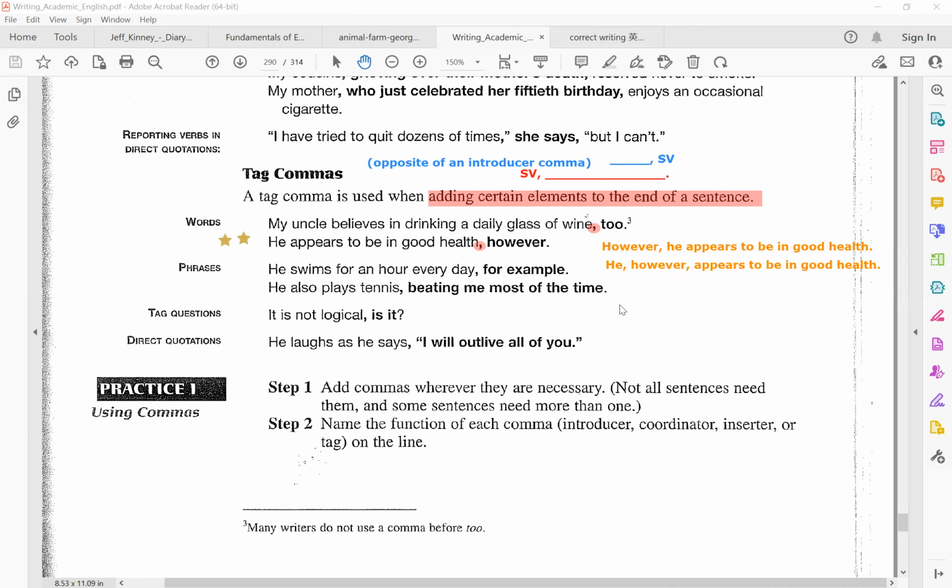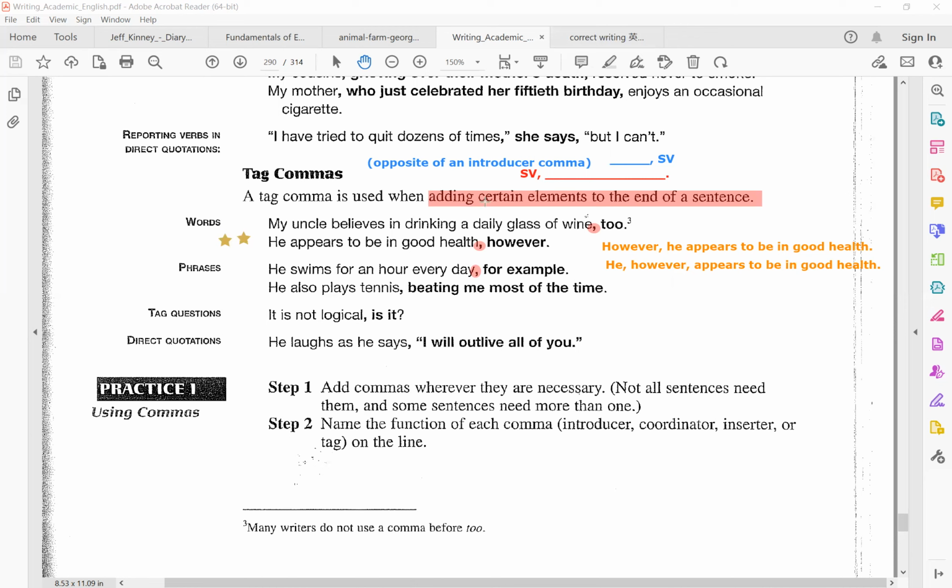All right, so there are some conjunctive adverbs or transition words that can be moved around, and you just have to pay attention to what kind of commas you have to use. Moving on, "for example" is not really a phrase, it's more like a conjunctive adverb. But again, you can see it's being placed at the end of the sentence, right? He swims for an hour every day, for example. Like "however," "for example" can also be placed at the beginning with an introducer comma, in the middle with inserter commas, or at the end with the tag comma.